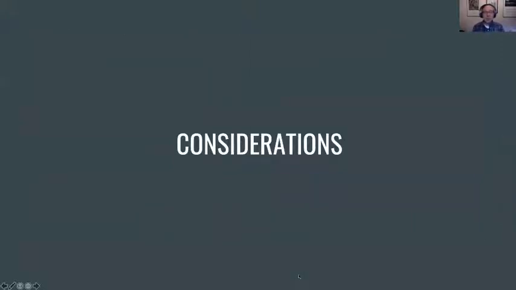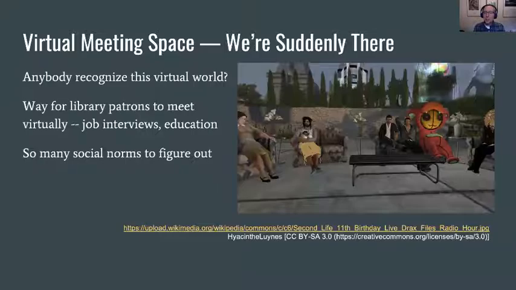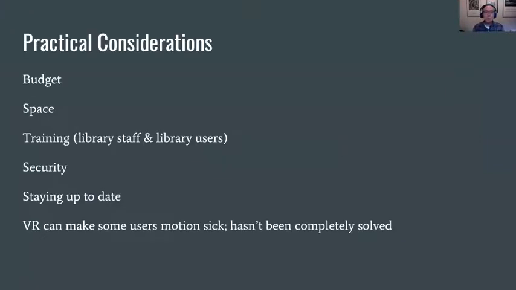So as we think about expanding our libraries to take better advantage and more advantage of augmented and increasingly virtual reality services, what are some of the things that we ought to be thinking about? Well, there are a lot of very practical considerations that we ought to consider. The first, of course, is budget.